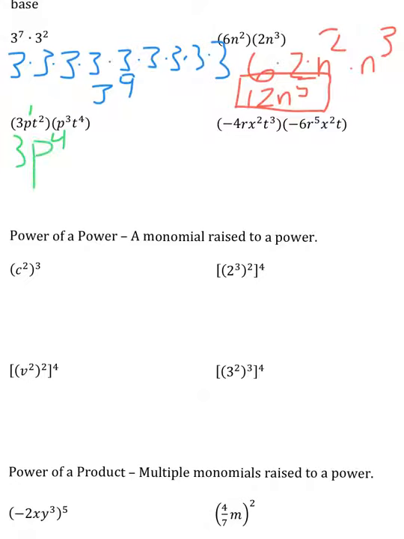P to the fourth, okay? And then we have our t squared times t to the fourth, which will give us t to the sixth. Okay, so our answer for this one will be 3p to the fourth, t to the sixth.